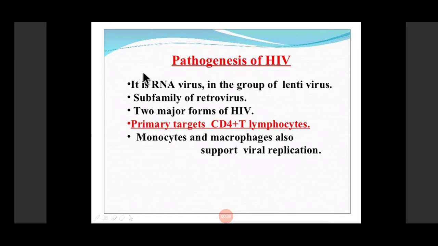Okay. So first of all, HIV is an RNA virus in the group of lentivirus, and the subfamily is the retrovirus. There are two major forms of HIV: HIV-1 and HIV-2. HIV-2 is more common in some African subcontinent and also found in Indian subcontinent, while in Europe and America, HIV-1 is more common. The primary target for HIV virus is the CD4 plus T lymphocytes, but it also affects the monocytes, macrophages, and dendritic cells also.